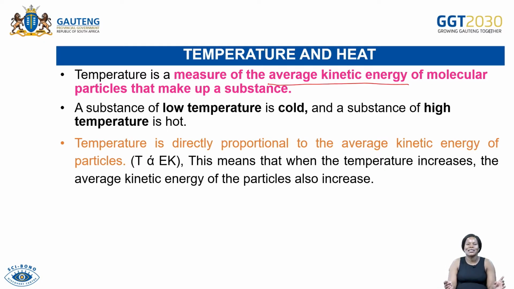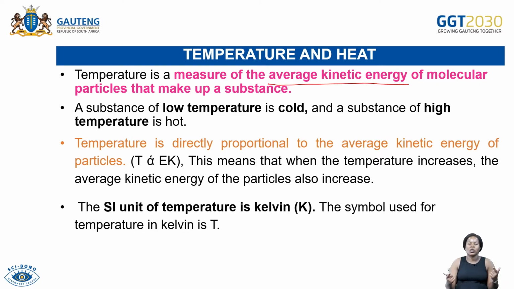Now, temperature is directly proportional to the average kinetic energy of the particles, meaning that when we increase the temperature, it means that we've increased the average kinetic energy of what? Of the particles that make up that specific matter. So when the temperature increases, the average kinetic energy of the particles will also do what? They will increase. So you can say that they are directly proportional. That is why we conclude that the relationship between the temperature and the average kinetic energy is that they are directly proportional.